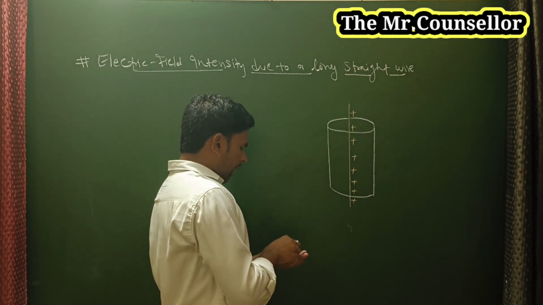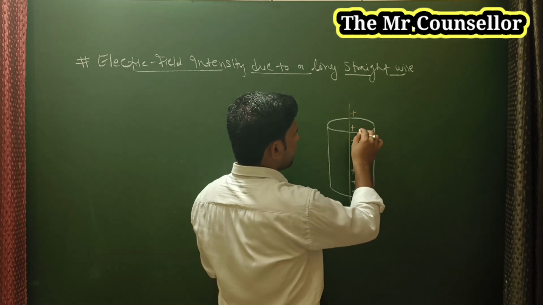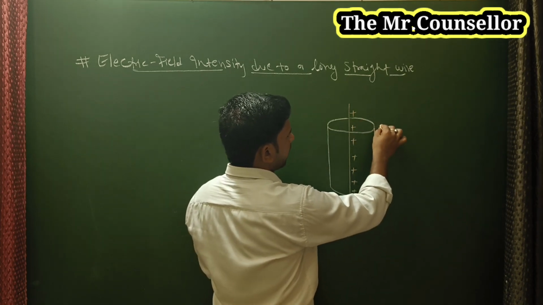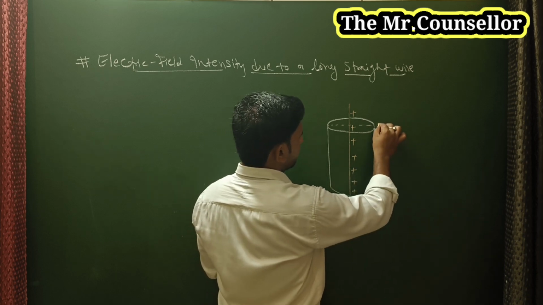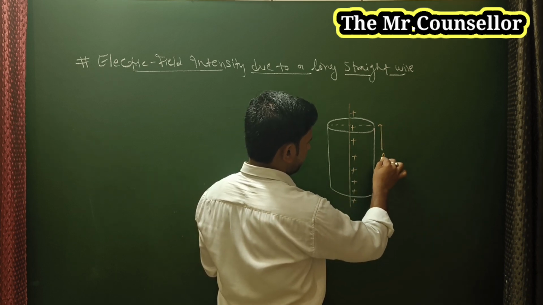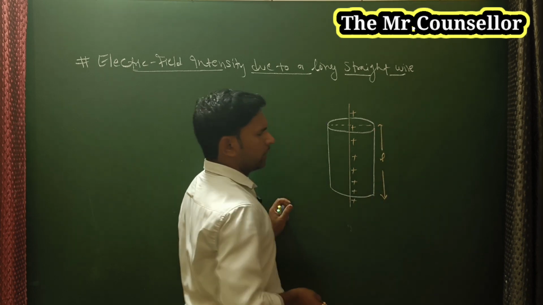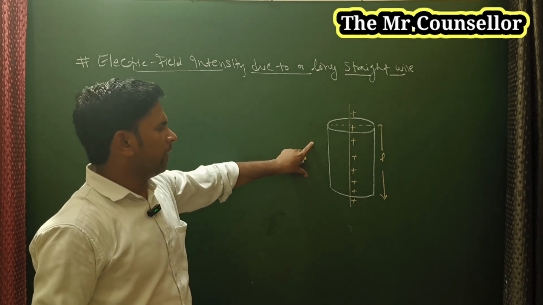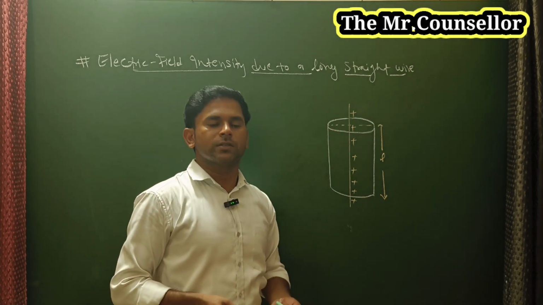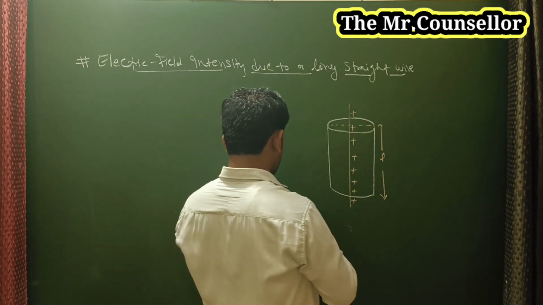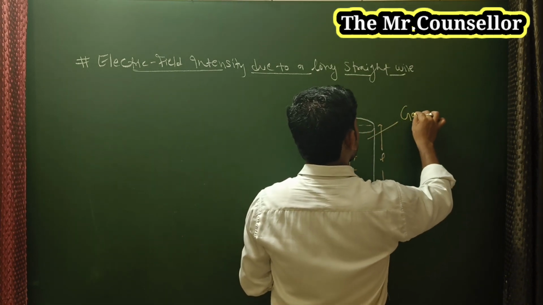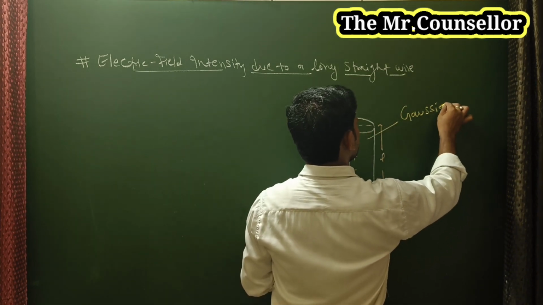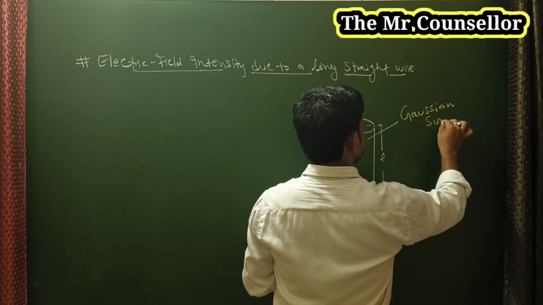Another thing, we are taking a length of this wire. How much length are we going to take here? We take the length from here to here. Yes or no? So for that we are considering one Gaussian surface.